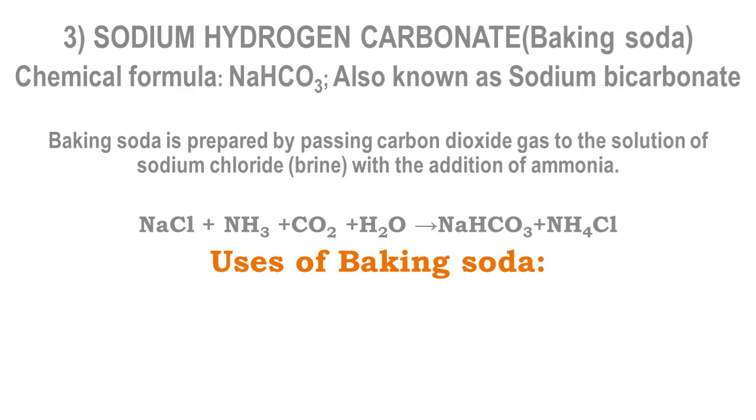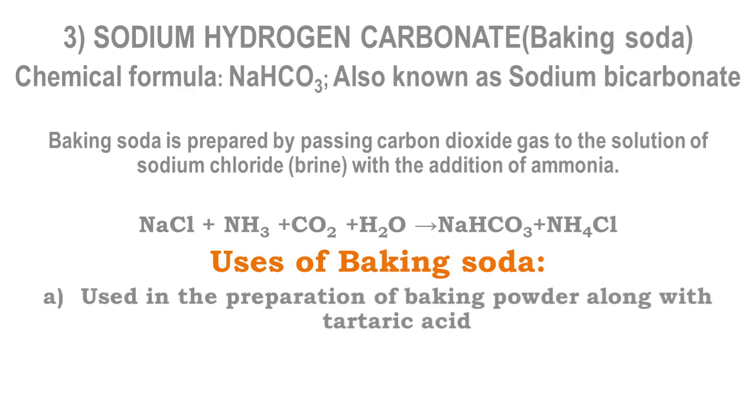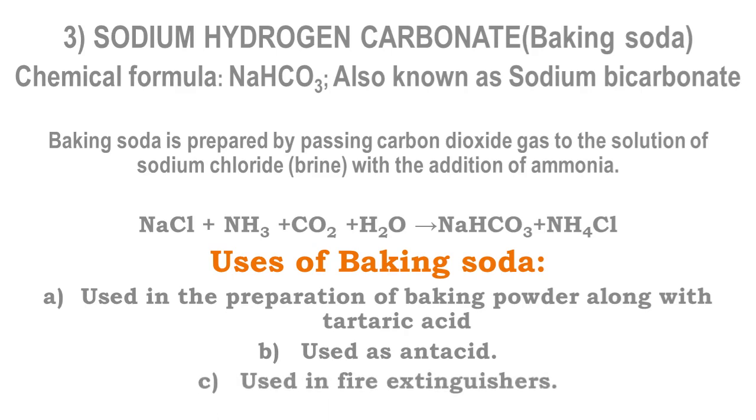Now, what are the uses of this baking soda? Very important applications are: number one, it is used in the preparation of baking powder along with tartaric acid. Baking powder, which you're already familiar with, is used to prepare bakery items. Then it is used as an antacid, a very important word in this chapter that we discussed in the beginning. And it is also used in fire extinguishers.